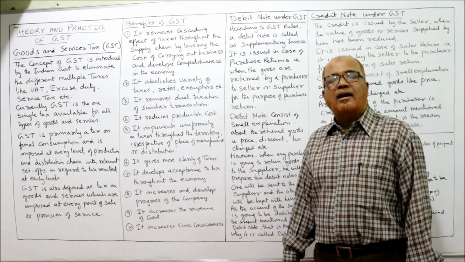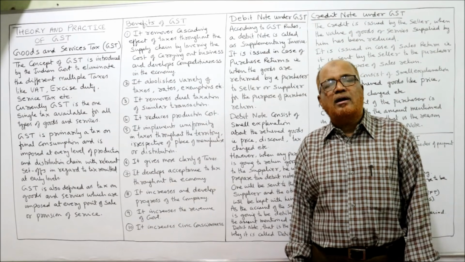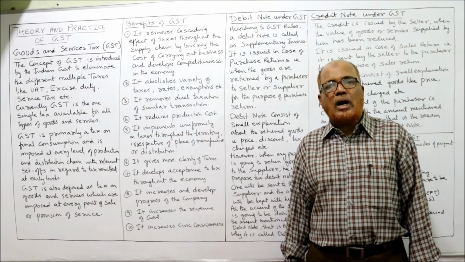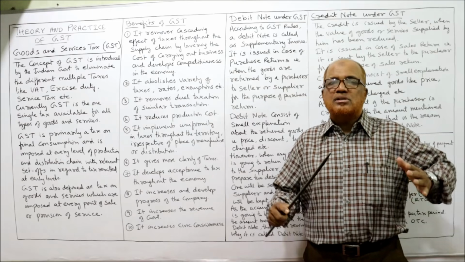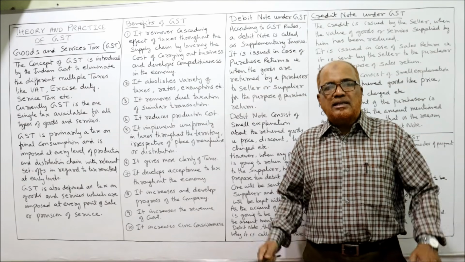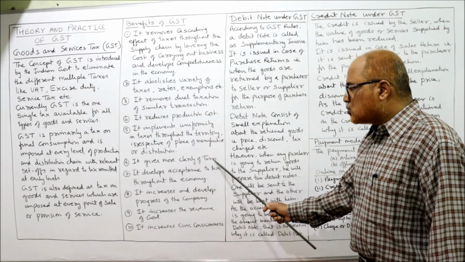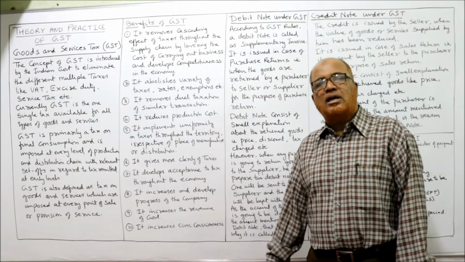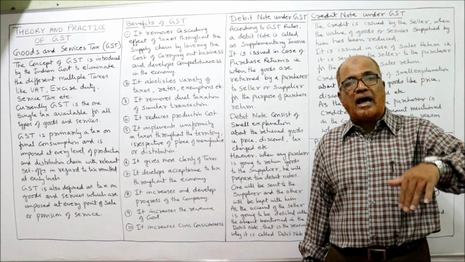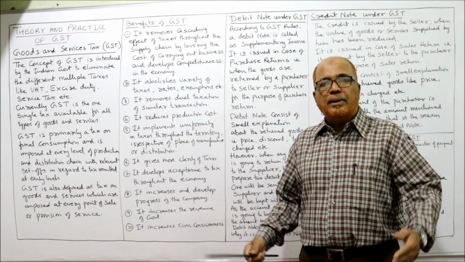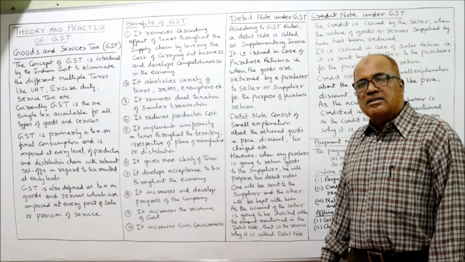Next, it gives more clarity of taxes. When we had multiple taxes, it was very complicated, which means it was difficult for people to understand the tax law. But when GST came, it became easier. The tax concepts are clearer, the provisions are clearer. The next one is it develops acceptance throughout the economy. Normally GST is more acceptable to the people than multiple taxes. The people happily accept the GST law.